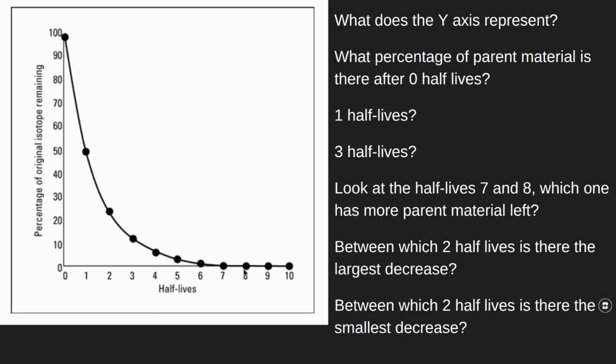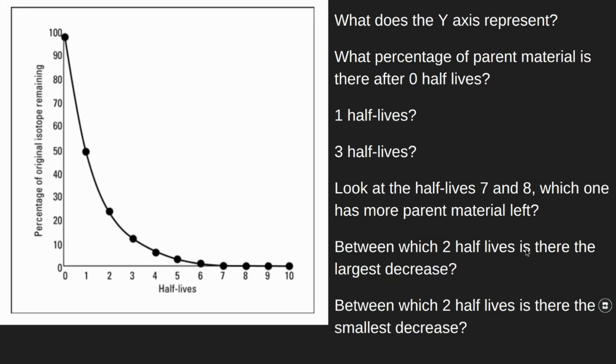Okay, look at the half-lives of 7 and 8. Now they're really similar to each other. Which one has more parent material left? We don't even need to know what these numbers are exactly. We could figure them out. We could take 12.5 and divide that in half, and then divide that in half, and divide that in half. But we also know that as time goes on, we just keep dividing in half. The number is always going to get smaller as we go to the right. So if 8 is smaller than 7, 7 has more parent material left than 8. 6 has more than that. 5 has more than that.